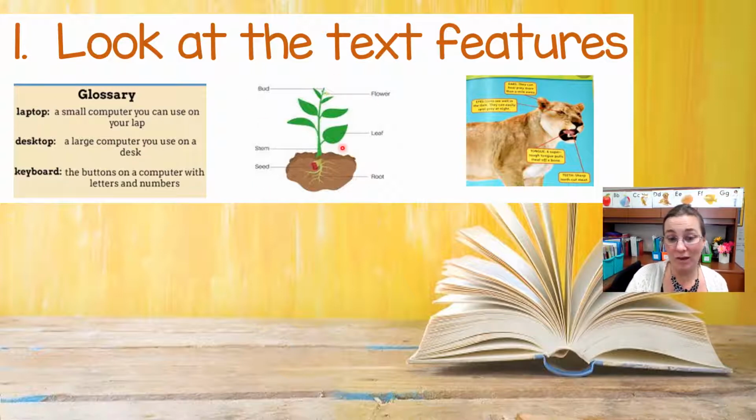You can use a diagram. A diagram will show you a picture of what the word looks like. So if we were reading about flowers and we didn't know what a bud was, we could look and say, oh, it's the tiny thing at the end of the stem, and that must be where the new flower grows. Finally, we also have photographs and captions. We can look at the photograph and read the caption, and it might give us more information about the word that we don't know.